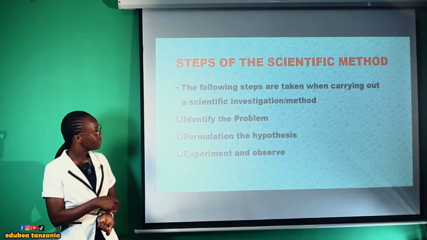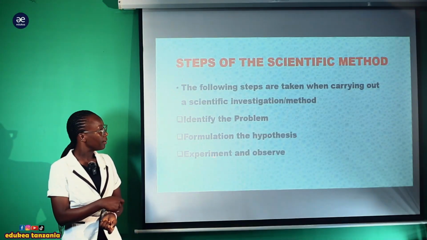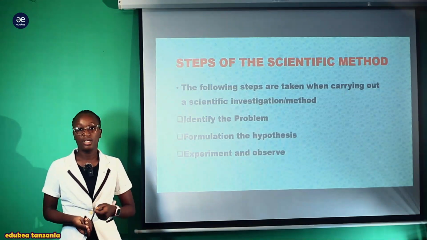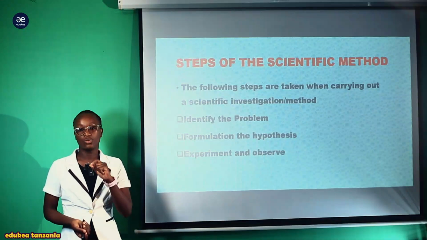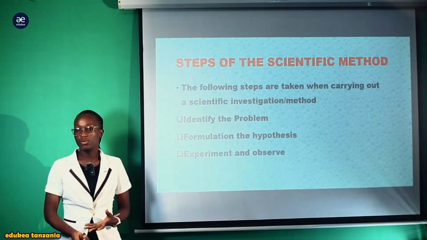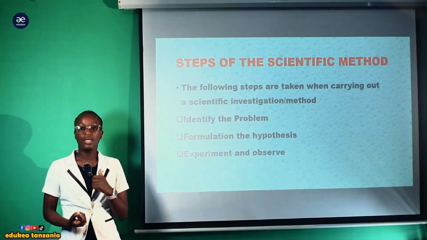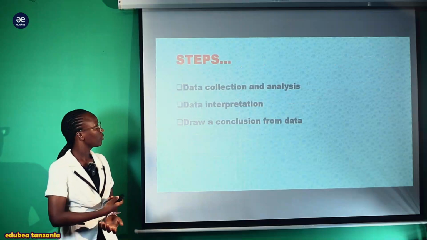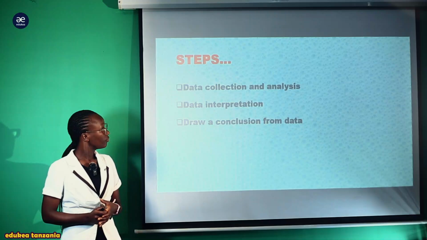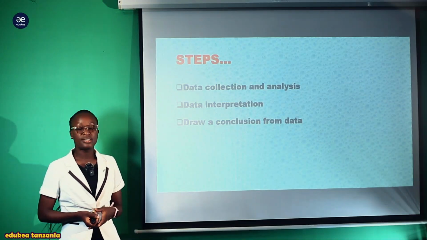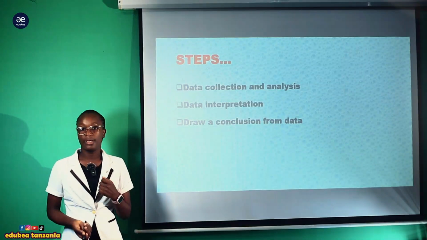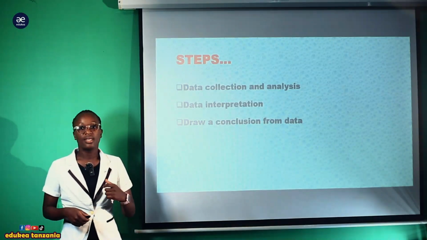Another step, which is the third one, is experiment and observation. Here we are going to conduct the experiment na kuona kutoka kwenye hili tatizo tunapata nini, au kulingana na makisio yetu tuliyoyafanya, je, tunaweza tukapata majibu au hapana. Hii ni experiment step. Another step is all about data collection and analysis. And another step is data interpretation, and final is draw a conclusion from the data. Now we are going to see them one after another.